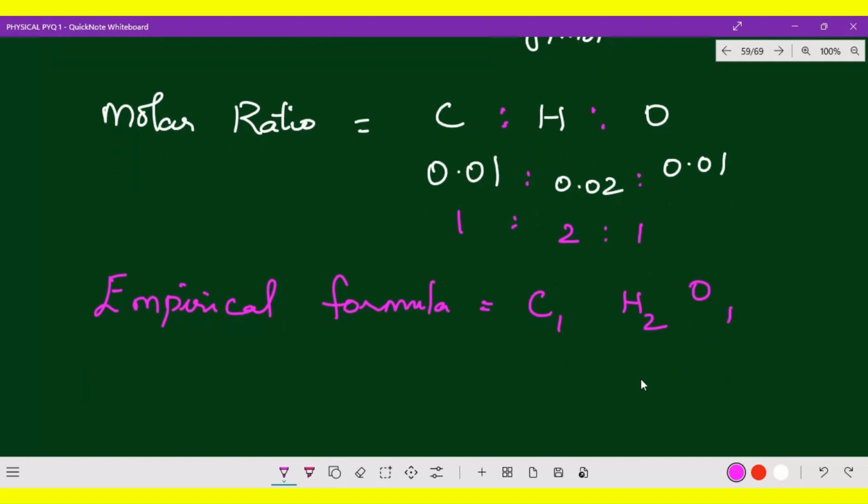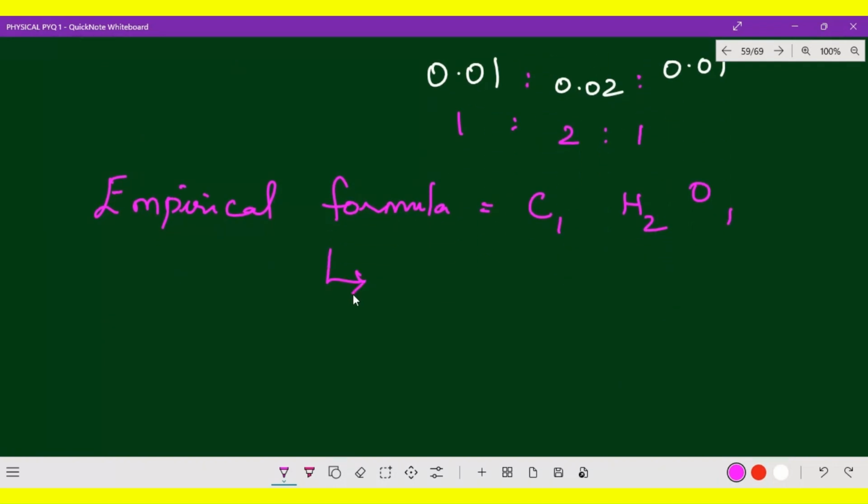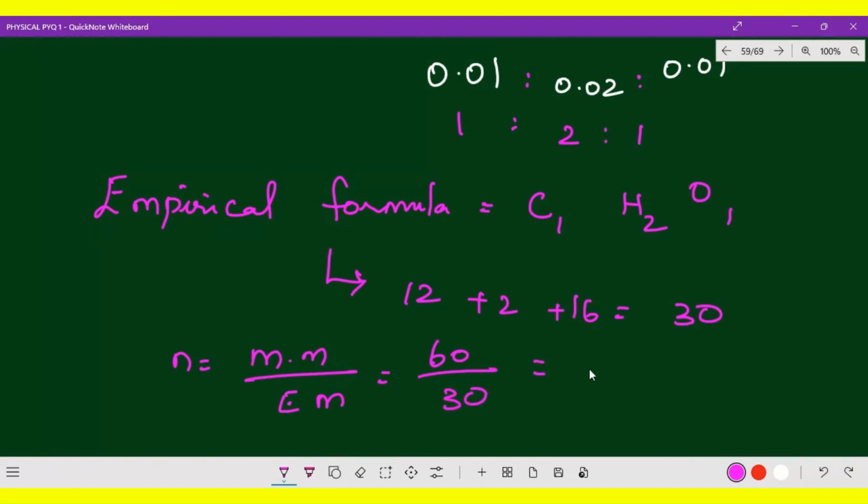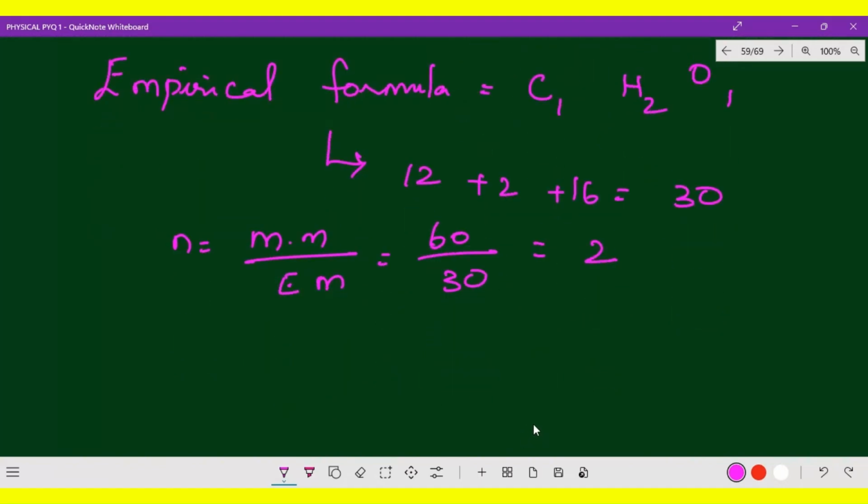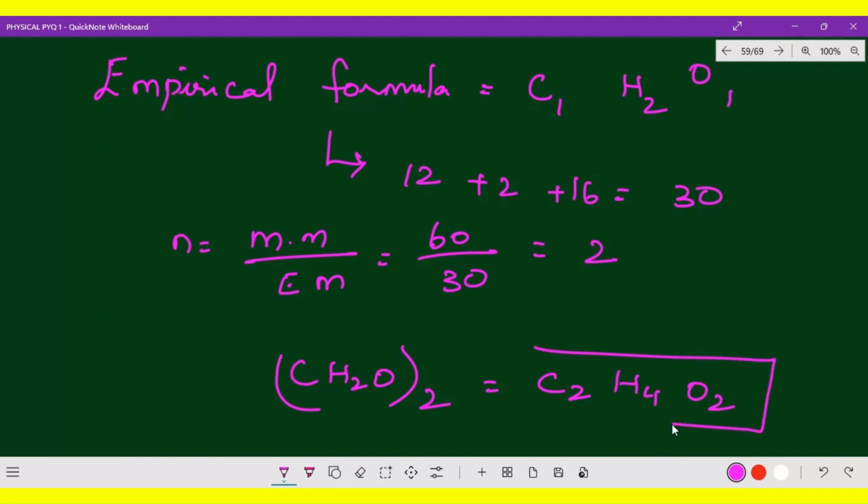What is the mass of the empirical formula? Carbon 12, hydrogen 2, oxygen 16. Altogether it is 30. So n equals molecular mass by empirical mass. The molecular mass they have mentioned is 60, no? 60 divided by 30, so you will get 2. So CH2O into 2 gives C2H4O2. So this is the molecular formula.